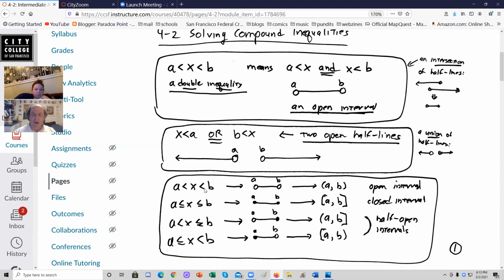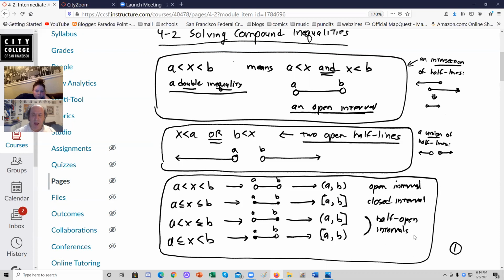A less than X less than B is an open interval. It's denoted by parentheses, A, comma, B, round brackets. If instead you had less than or equal signs, A less than or equal to X and X less than or equal to B, this is a closed interval. It includes everything between A and B and also the endpoints A and B themselves. So we denote this with square brackets around the A and the B.